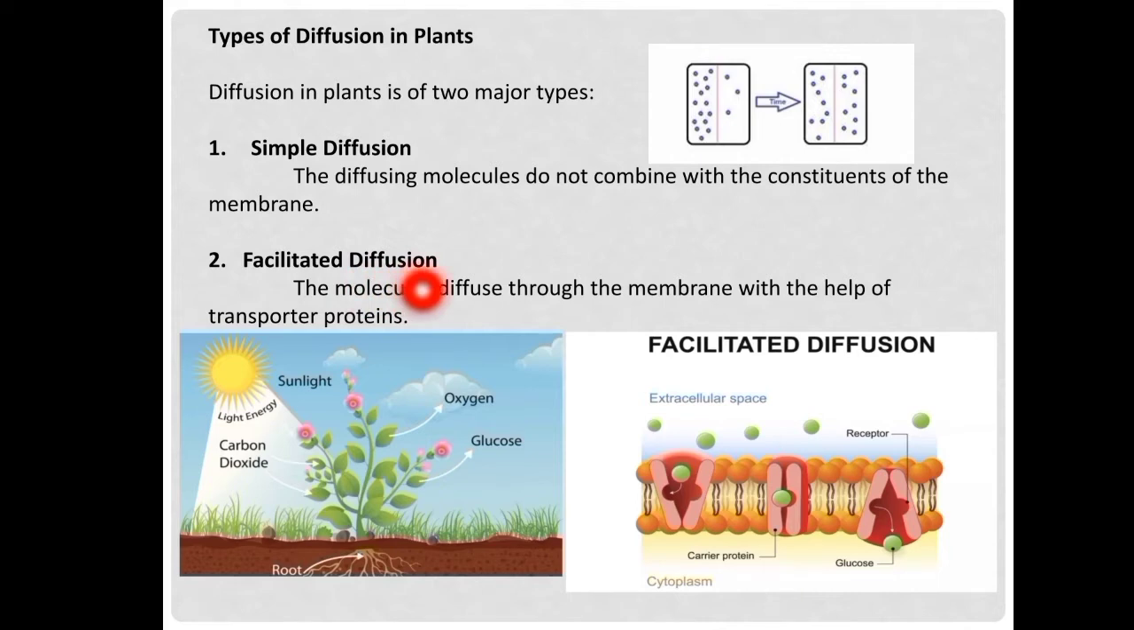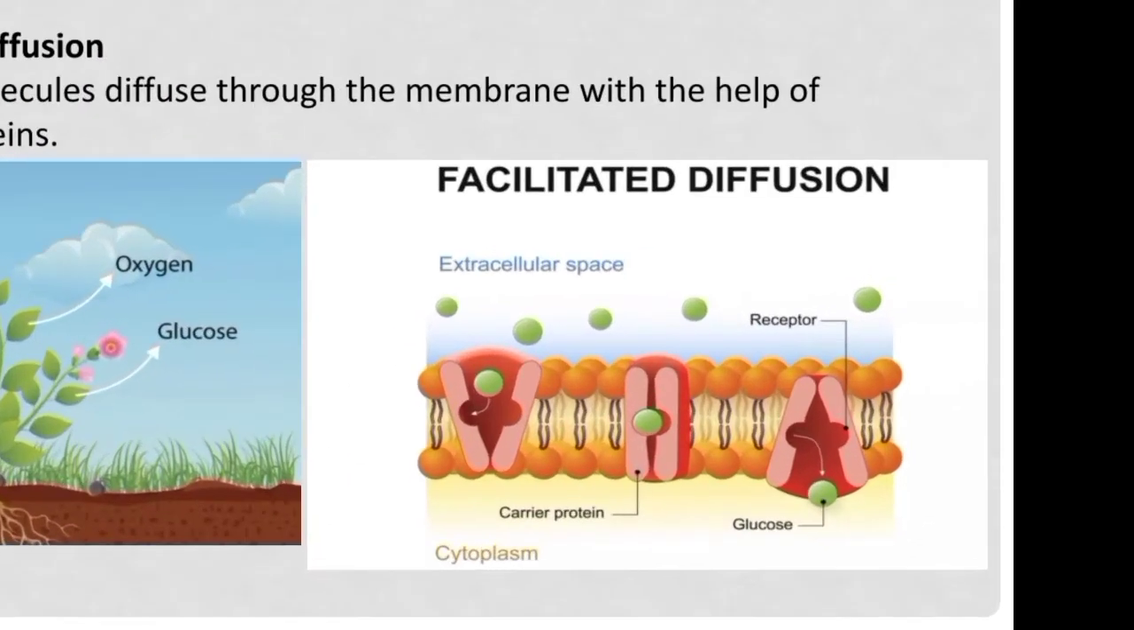The second one is facilitated diffusion. So what does facilitated diffusion mean? Here we have taken the plasma membrane. Large molecules such as glucose cannot freely diffuse across the cell membrane. So these molecules must move down their concentration gradient with the help of transport proteins.